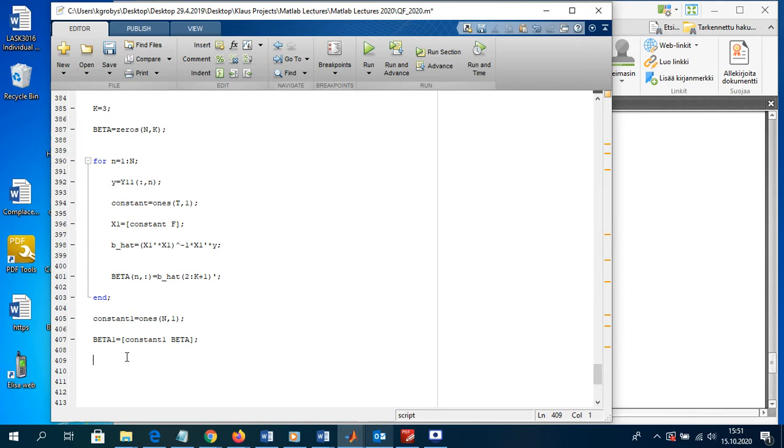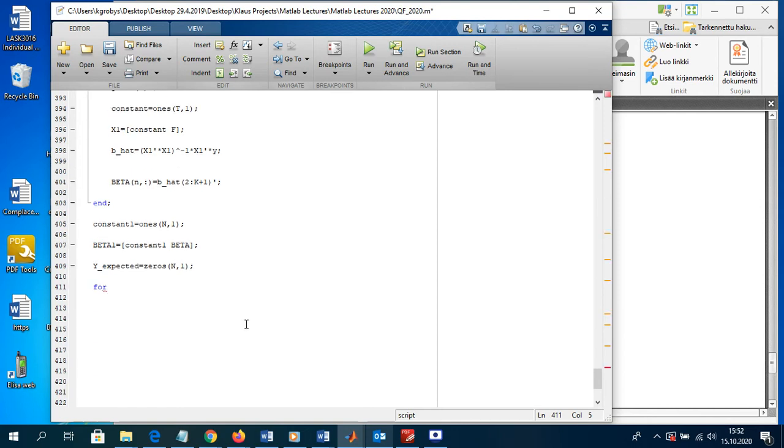How do we proceed? We again use a for loop because it's so simple. Our capital Y expected, the vector of expected test returns, is zeros, an n by 1 vector. Here we store the sample average of each single asset, and it must be an n by 1 vector. So this is what we will do now.